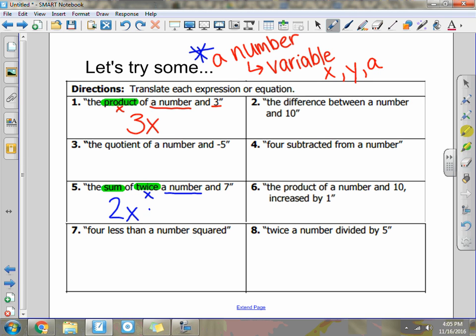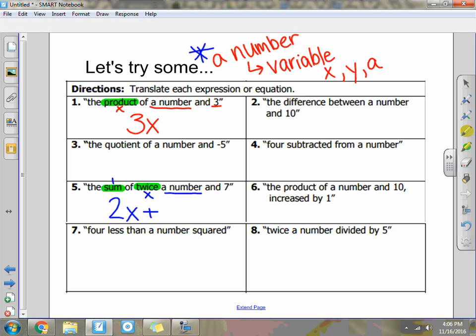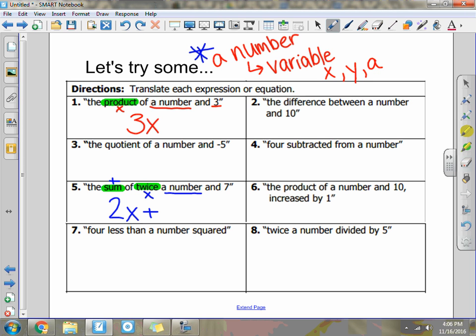And then I need to add, because remember, sum is a clue word for addition, that number 7. So I'm really picking apart different pieces and different words that I see and finding the best way to put them together. Look, using those words as clues.